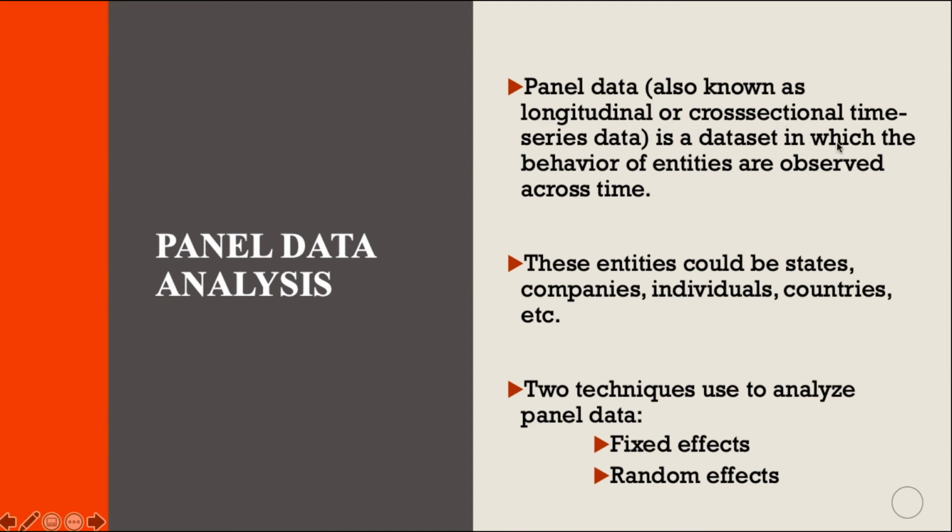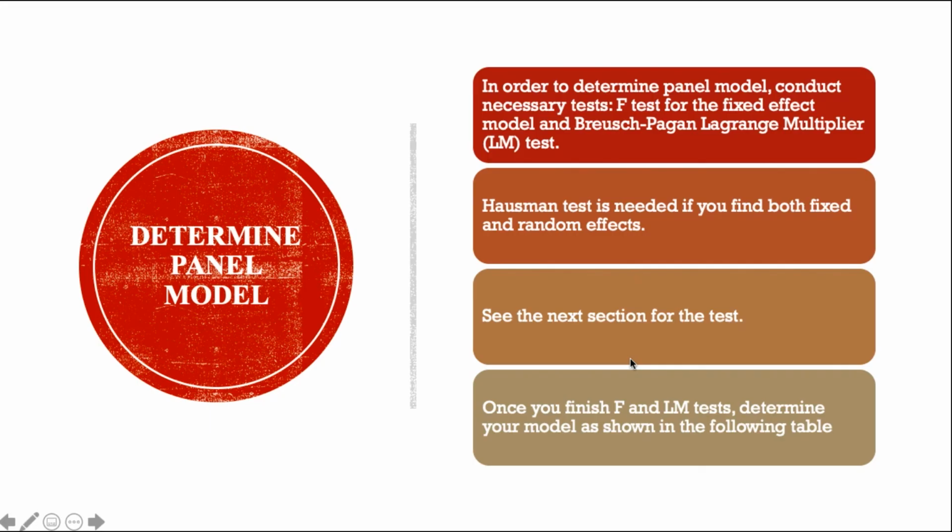It is a data set in which the behavior of entities is observed across time. You have so many companies, so many countries, so many people, but you observe them at different times. The entities could be states, companies, individuals, countries, and the two techniques mostly known in panel data are fixed effect and random effect.